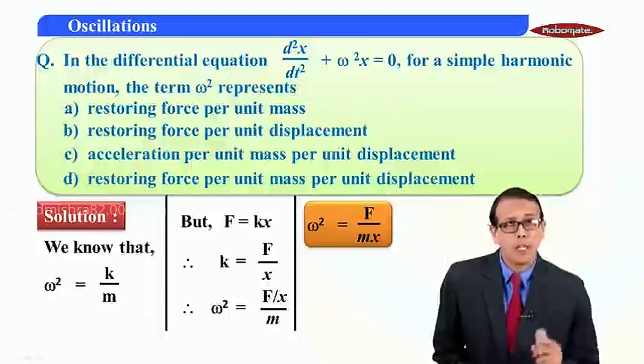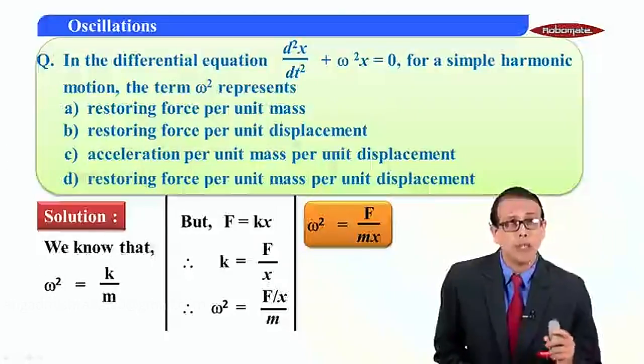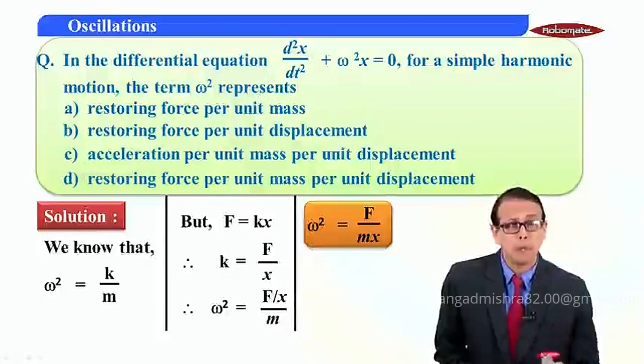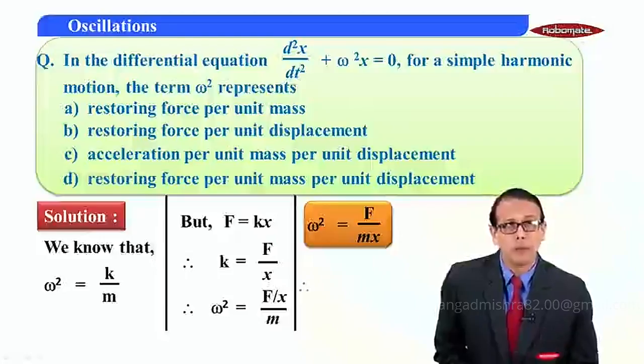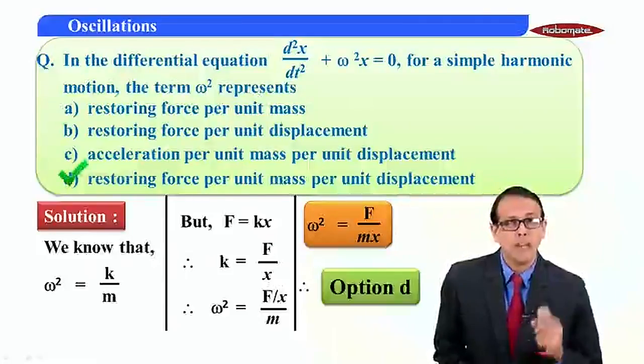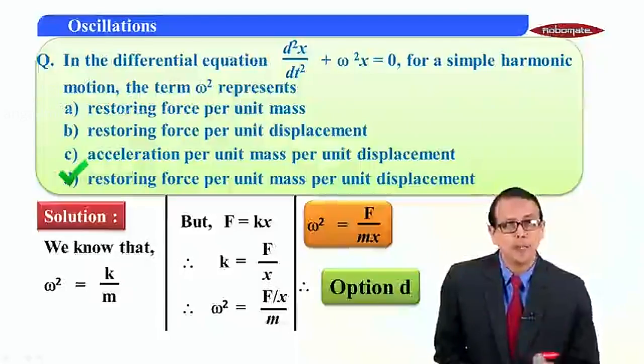Now if you read the terms properly, on the right hand side of the equation we get omega square is F upon m x. F is force, m is mass and x is displacement. That means it becomes force per unit mass per unit displacement. That is nothing but our option D. And therefore the right answer for this question is option D.